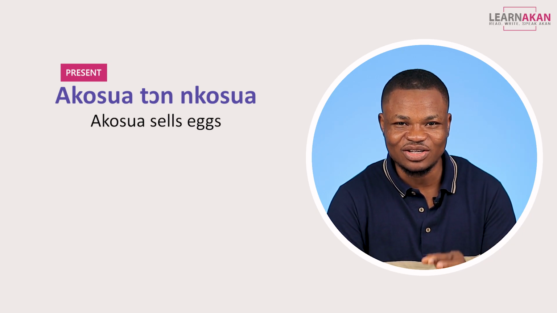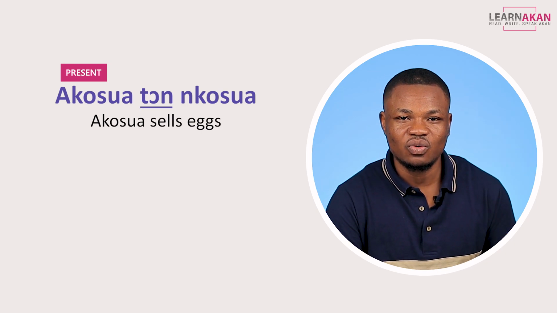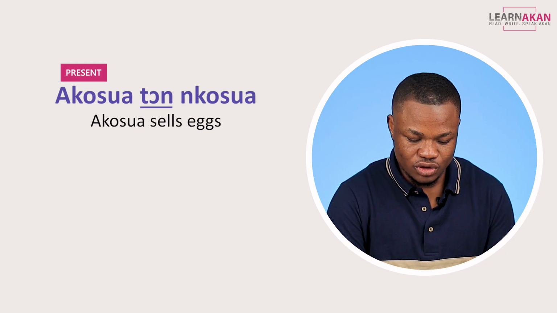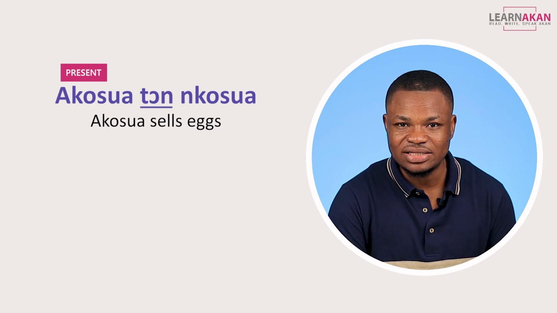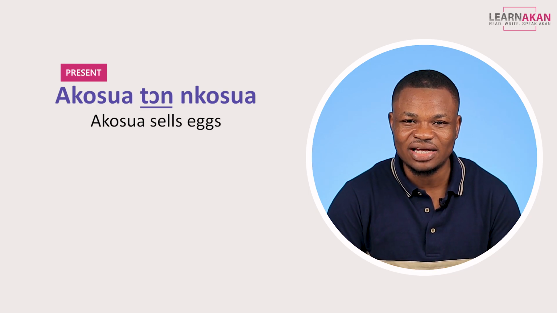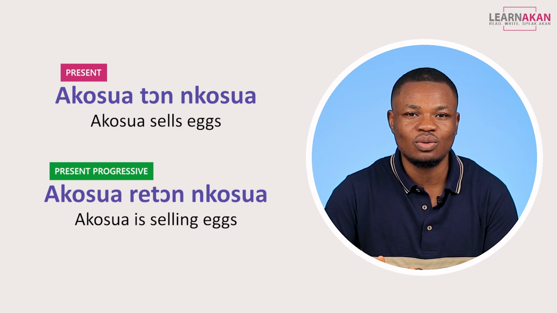Akosua tɔn nkosua. So the verb here is tɔn, which means to sell. So this is in a simple present tense. If we add the progressive, we get akosua retɔn nkosua.